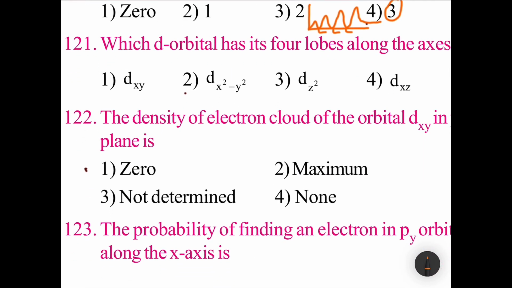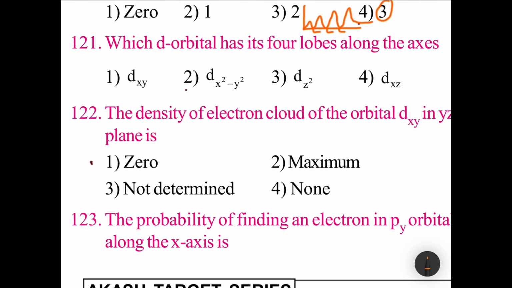Which orbital has its 4 lobes along the axis? dx square minus y square orbitals will be like this. dxy orbitals will be like this. dz square orbital has a different shape. dxz, dyz both will be the same. So answer is option 2.